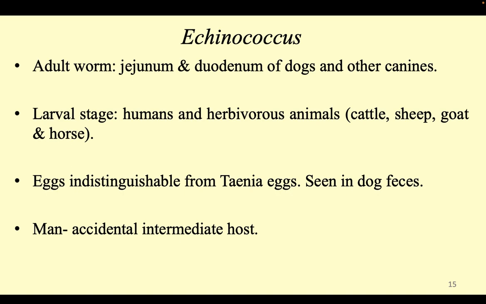Third is Echinococcus. The adult form resides in the jejunum and duodenum of dogs and other canines, whereas the larval stages are seen in herbivorous animals: cattle, sheep, goat, and horse. Also, humans are accidental hosts, and larval stages can be seen in humans. The eggs are indistinguishable from Taenia eggs, and they are seen in dog feces. It is not relevant to us because since human is an accidental host, the adult worm will never be seen in humans, so eggs won't be released in the stool specimen.